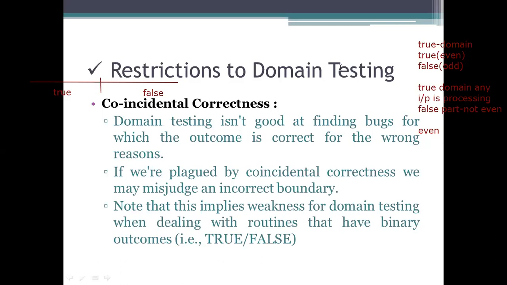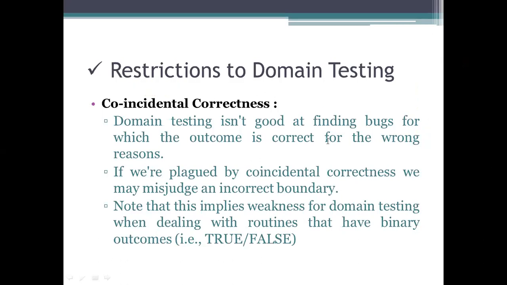So coincidental correctness means we achieve the desired path or outcome because we give a wrong value and it is taken and leads to the correct one.